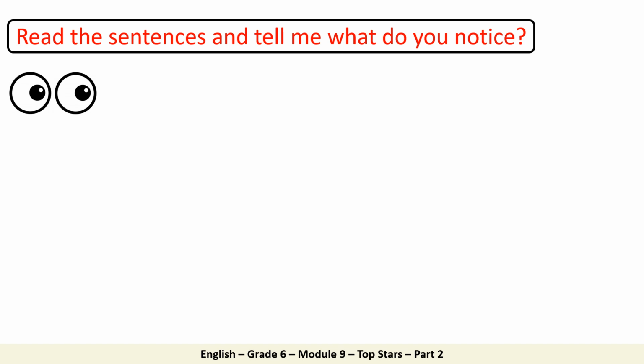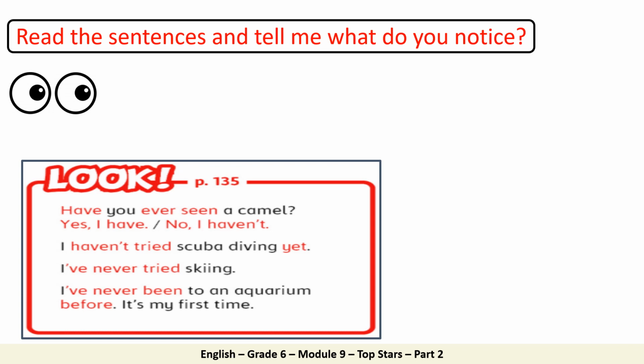So, let's read the sentences and tell me, what do you notice? We have: Have you ever seen a camel? Yes, I have. No, I haven't. I haven't tried scuba diving yet. I've never tried skiing. I've never been to an aquarium before. It's my first time. So, what do you notice here?